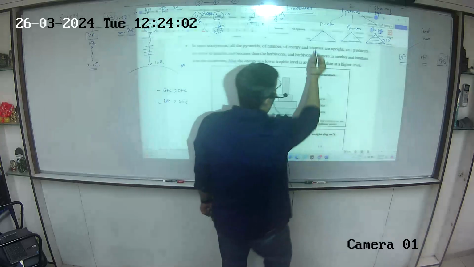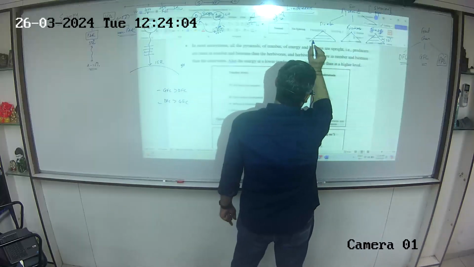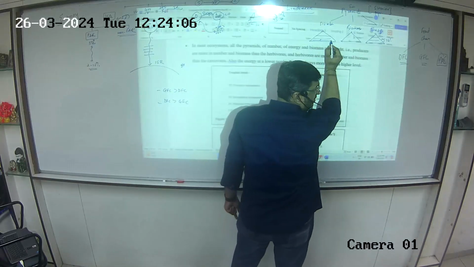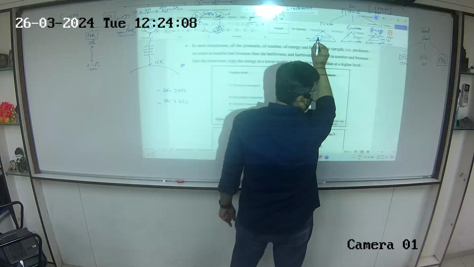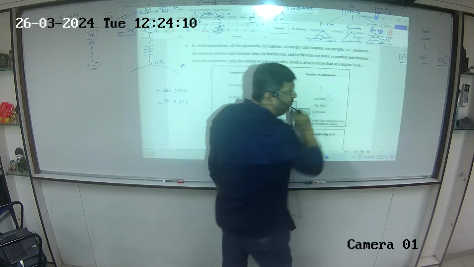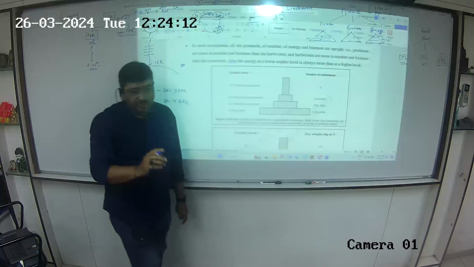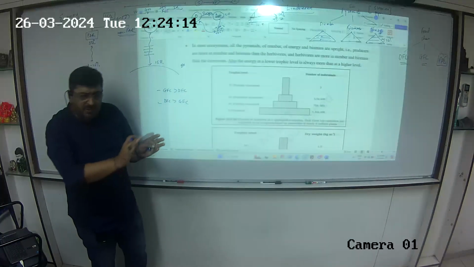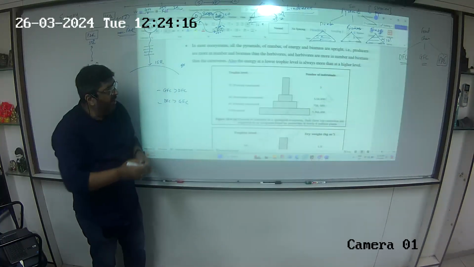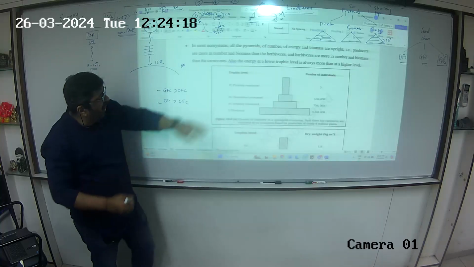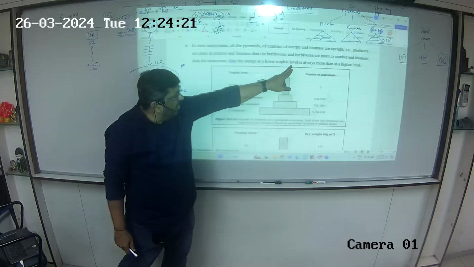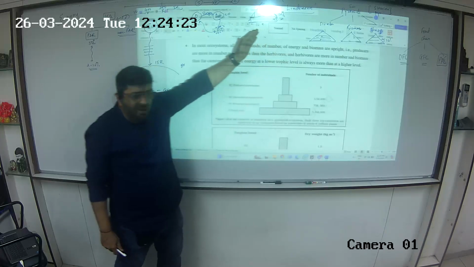So when I say number, the number of producers is the highest. Then the primary consumers will be fewer, and the secondary consumers will be fewer than that. Do you understand what a pyramid of number means? In biomass, it is the same case, right? Also, the energy at the lower trophic level is always more than at the higher level.